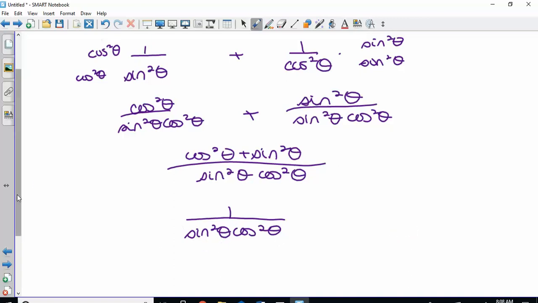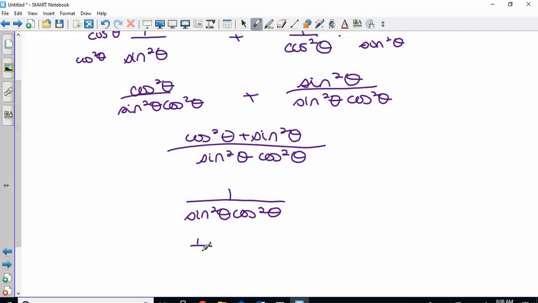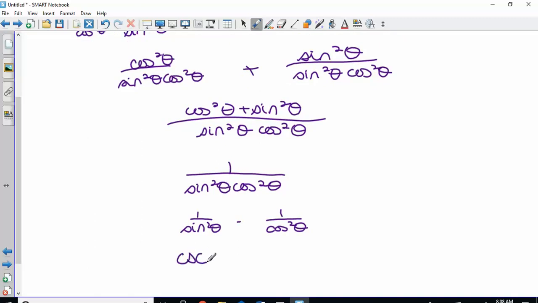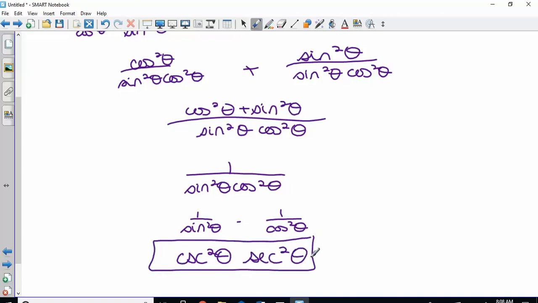Yeah, this is all one term. This would be the same as 1 over sine squared theta times 1 over cosine squared theta. And 1 over sine squared just means the reciprocal of sine, which is cosecant. 1 over cosine is the reciprocal of cosine, which is secant. So we get cosecant squared theta times secant squared theta. Are those okay?